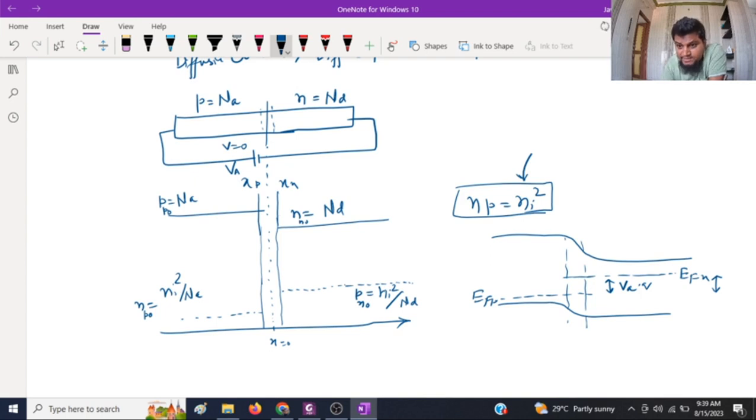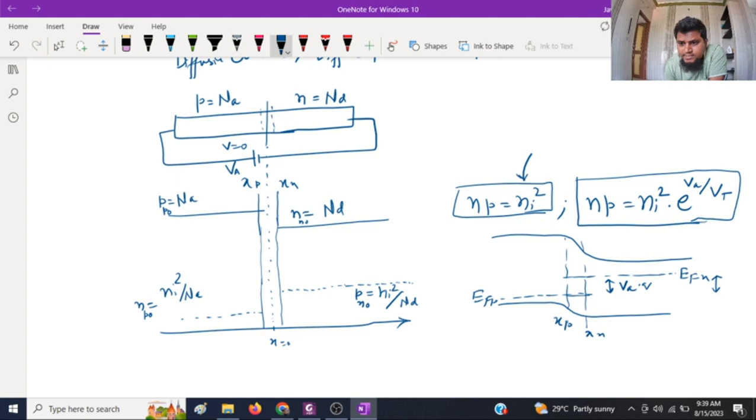Now the mass action law over here changes to np is equal to ni square into e to the power VA upon Vt, where Vt is kT upon q. So this will be the mass action in the range where these Fermi levels are separated. This is your xn, this is x.